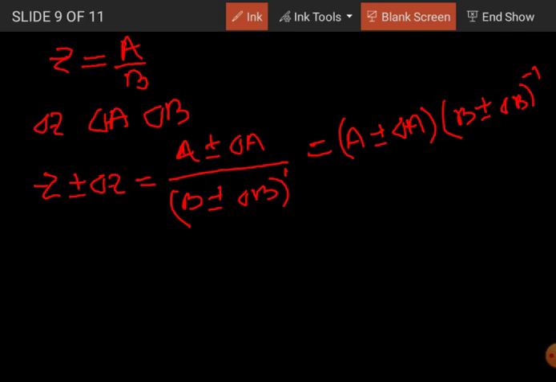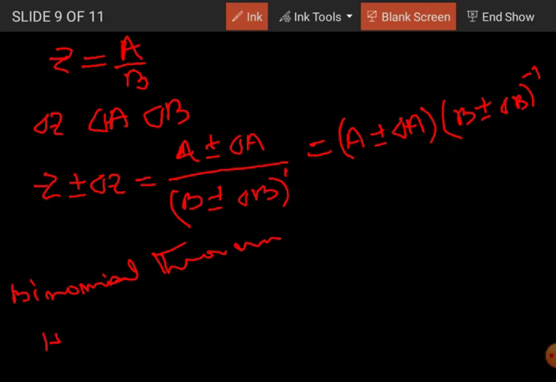Before going further, I would like to tell you about a theorem. You might have heard about the binomial theorem, right? We are going to apply the binomial theorem here. Let me write the binomial theorem first. This is nothing but the binomial theorem. Got it? Let's try to write this binomial theorem.